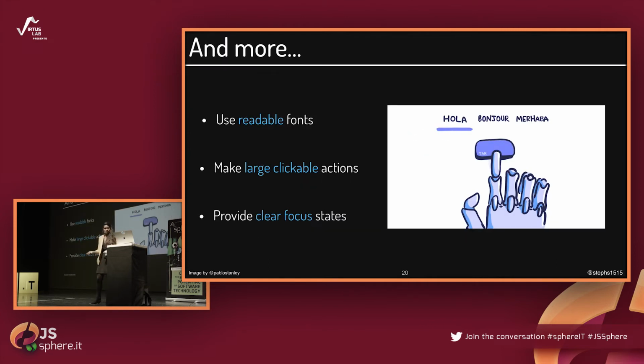Other things we can also do at this stage is try to pick a font that is readable. Usually on the web, we don't go for serif fonts, like with these little thingies at the ends. So let's try to choose the correct font for the correct purpose. We can also make large clickable actions. With this, I mean, do not only put the link on text that is like 12 pixels and very small, because maybe you have big fingers and are on your phone trying to click this thing. And also, we can provide clear focus states.